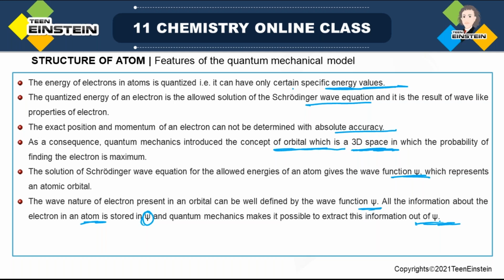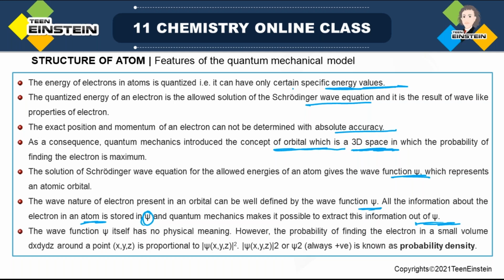So that is why it is so important. This wave function itself, that is this term psi, it is true that it has no physical meaning. It is just a wave function. But if you consider its square, that is psi square, or you can also write it as psi of (x, y, z), because after all it is a function of position coordinates. You can write it for simplicity as psi square, but as it is a function of x, y, z, it should be written like this.